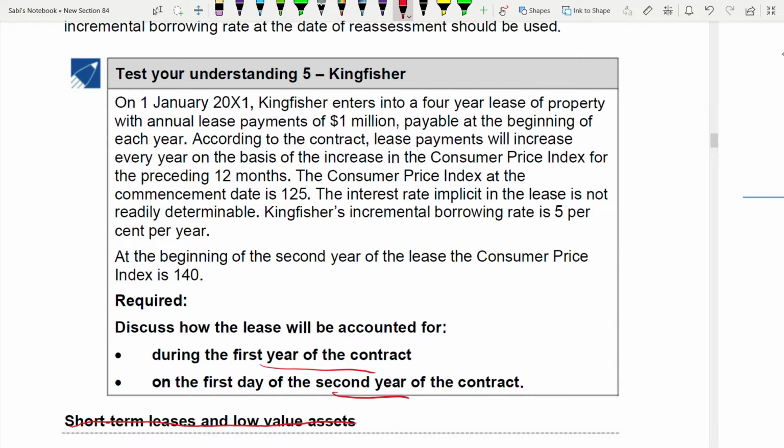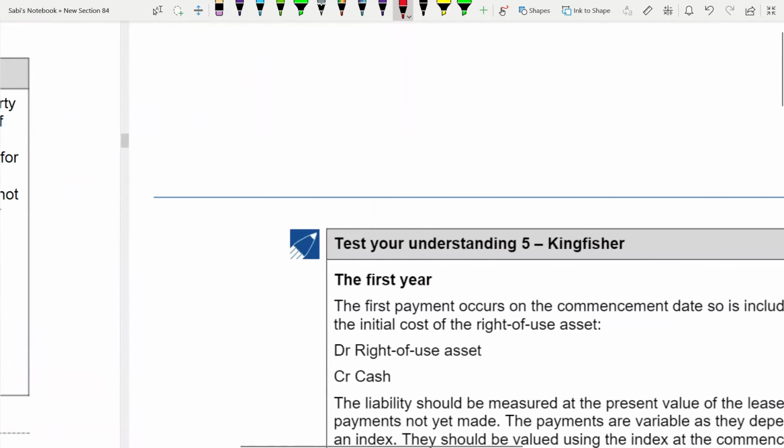Here it's a 4-year lease with an annual lease payment of 1 million. The lease payment increases every year on the basis of CPI, the Consumer Price Index. CPI is 125 at the commencement and it increases to 140 in the second year. The interest rate is 5%.